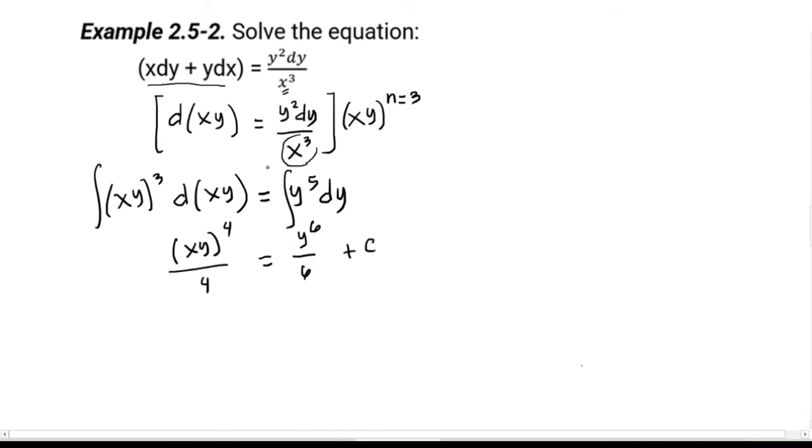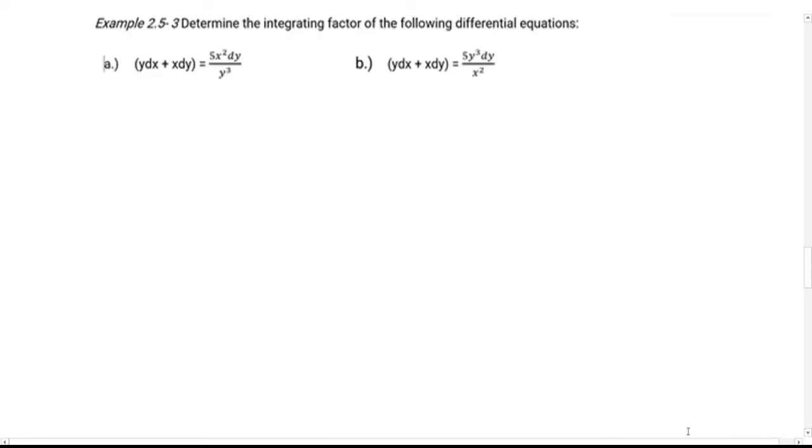Then simplify, we're going to multiply this by 12. So 12 divided by 4, you have here 3, then you have xy to the 4th is equal to 12 divided by 6 is 2, then y raised to 6 plus c. Constant times 12 is still constant. So this is now our final answer.